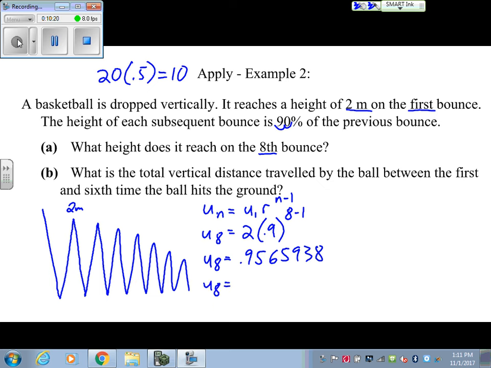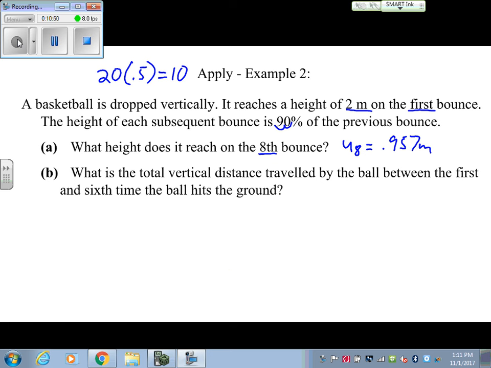So my 8th term is going to be 0.95, and then that third significant digit, I need to look at what's happening behind it. So here's my 6, and behind it I have a 5, which means I need to round up, so 0.957, and this would have a label because it's a story problem, so it should be meters. And I'm just going to write this answer off to the side here. The 8th bounce is 0.957 meters. All right, on to part B.